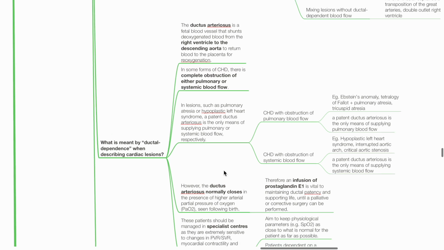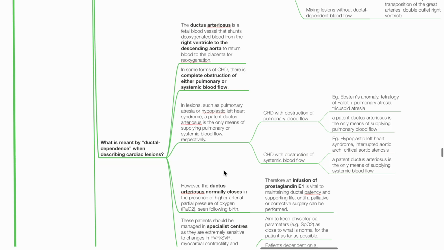What is meant by ductal dependence when describing cardiac lesions? The ductus arteriosus is a fetal blood vessel that shunts deoxygenated blood from the right ventricle to the descending aorta to return blood to the placenta for reoxygenation. In some forms of CHD, there is complete obstruction of either pulmonary or systemic blood flow. In lesions such as pulmonary atresia or hypoplastic left heart syndrome, a PDA is the only means for supplying pulmonary or systemic blood flow, respectively. However, the ductus arteriosus normally closes in the presence of high PaO2 seen following birth.